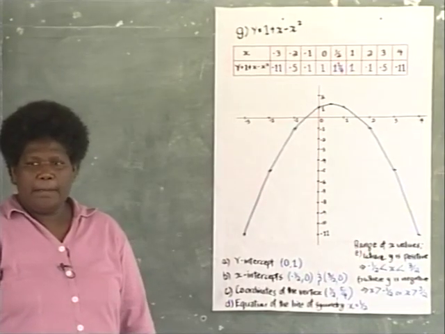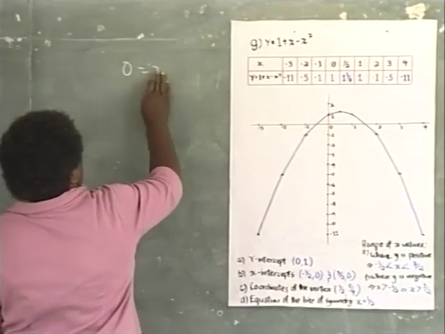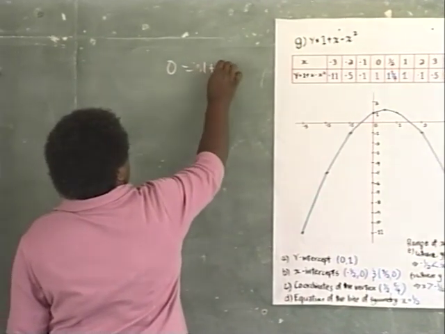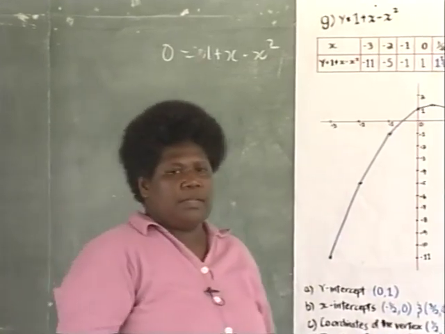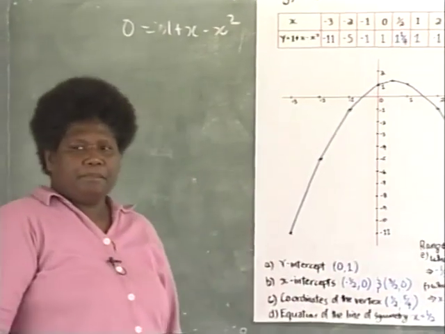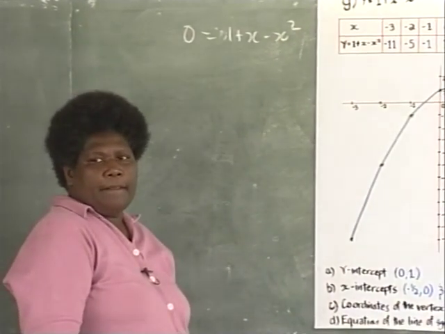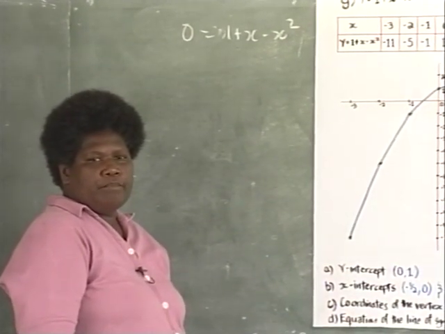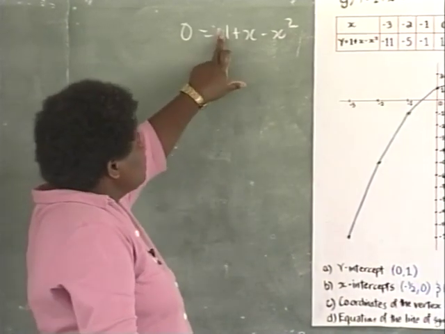Substitute y for 0. And then? Solve the equation. Okay, solve the equation. So how will you solve 1 plus x minus x squared equals 0? How would you solve 1 plus x minus x squared equals 0?